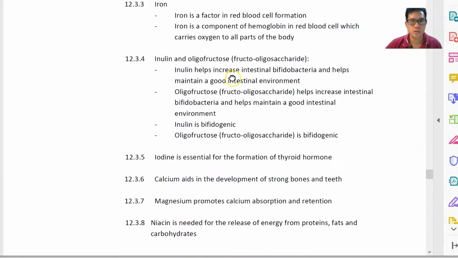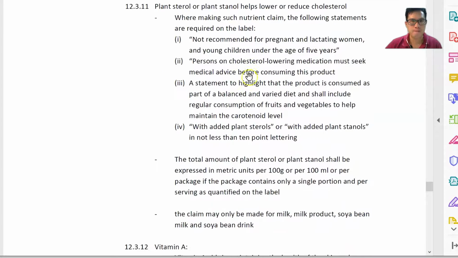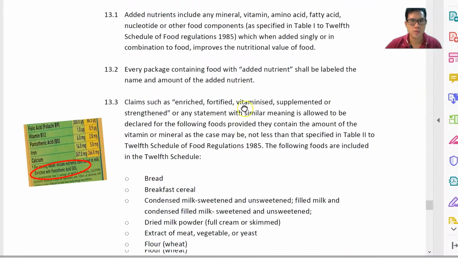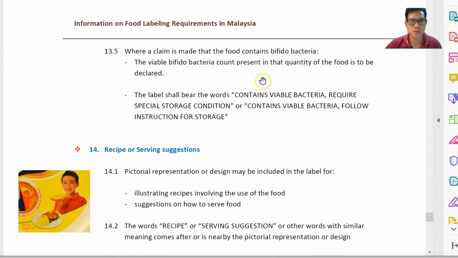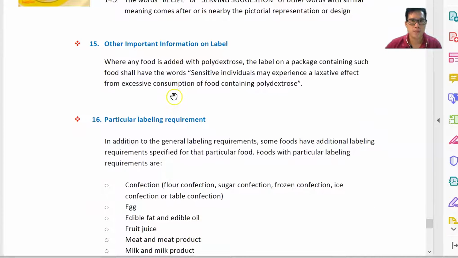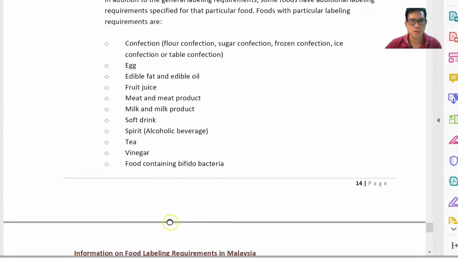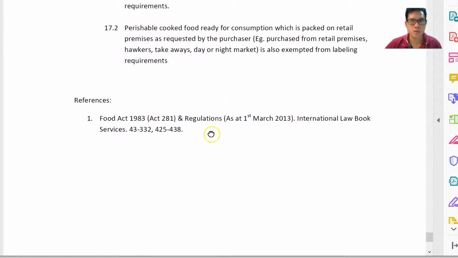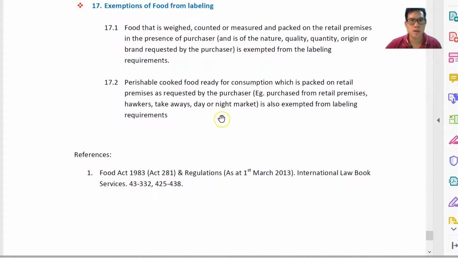So you can see all the vitamins, food with added nutrients. All these are required in the labeling. Recipe or serving suggestions, exemption for labeling and so forth. So all these are the food label requirements. And as I mentioned again, all this is to safeguard the interests of the consumers.